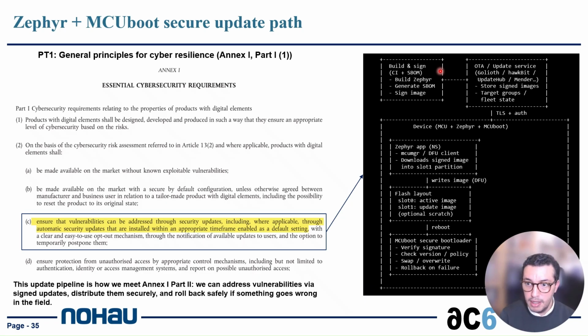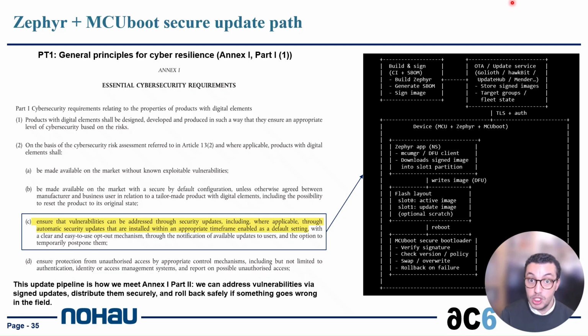We have an OTA service that does the updates, and on the device, the Zephyr app will download the update into the secondary slot. After reboot, MCUboot will verify the signature, check the verification policy, and then do the swap, or overwrite, of course. MCUboot can also roll back automatically to a known good image. So this update pipeline is exactly how we meet the Annex 1 parts.